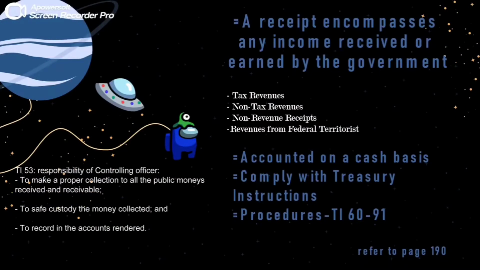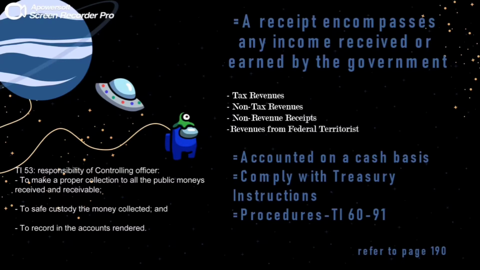Accounting for receipt: a receipt encompasses any income received or earned by the government. It can be tax revenues, non-tax revenues, non-revenue receipts, or revenues from federal territories. It will be accounted on a cash basis and will comply with Treasury instructions. The detailed procedures for revenue collections are laid down in Treasury Instructions 60 to 91.